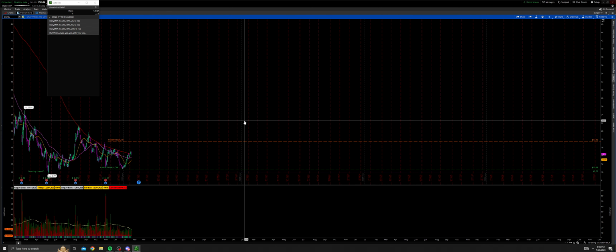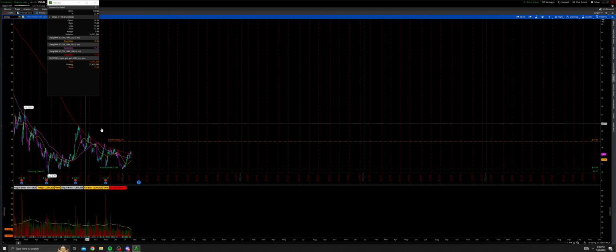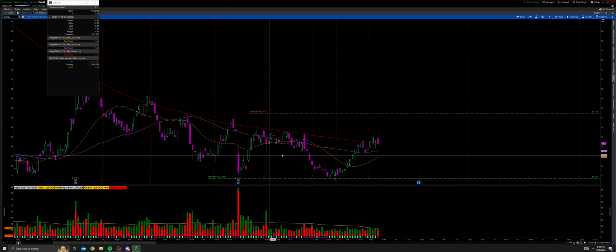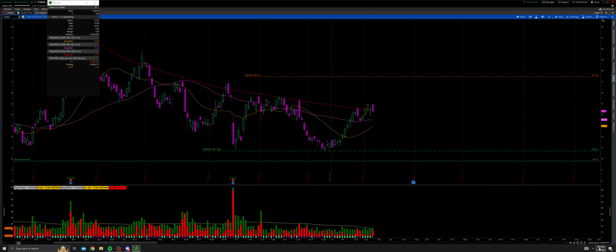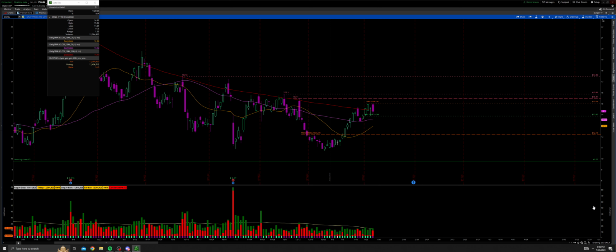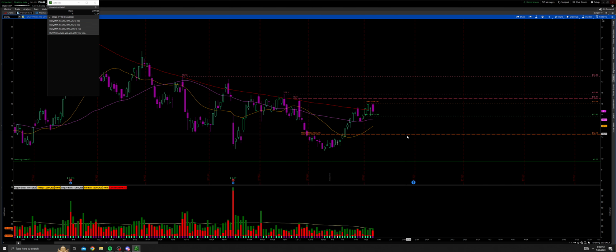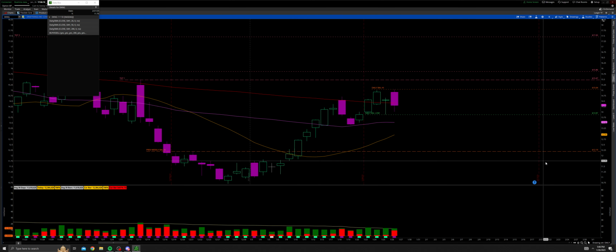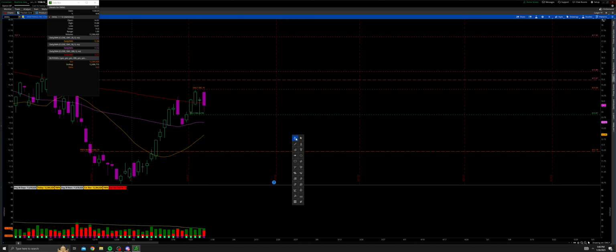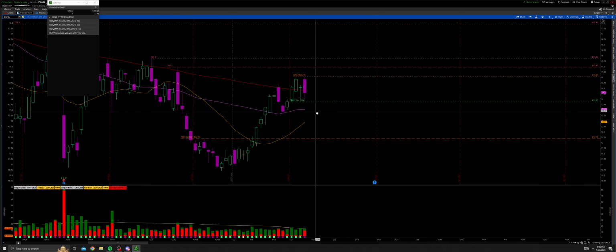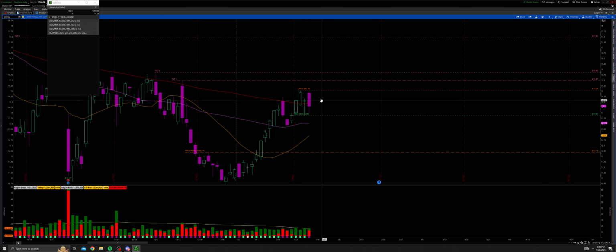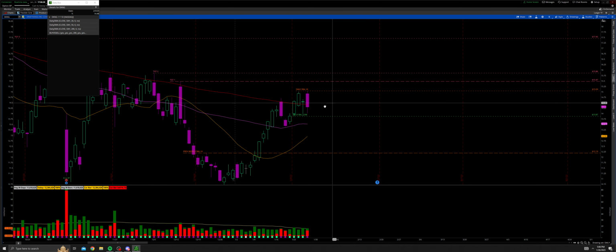Let's look at our daily. Daily starting to look good. Daily is in a balance. We are trying to get above the 200-day moving average. We've closed above the 50 a couple days now. We're in a 4-day balance on the daily.